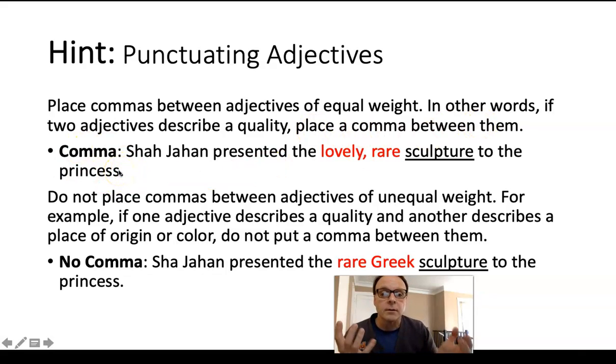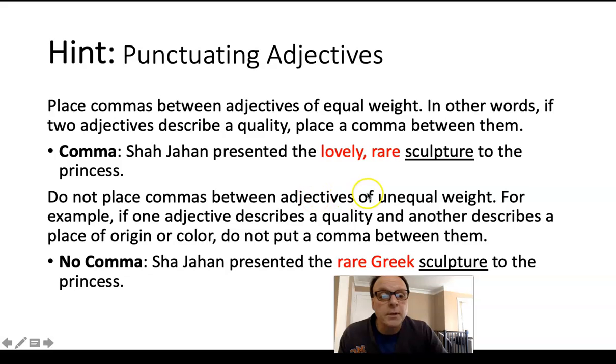So if the adjectives are equal weight, meaning equal kind, the same type, then: Shah Jahan presented the lovely, rare sculpture to the princess. So you would put a comma because these are both about sort of the quality of something. It's lovely, it's rare. They're similar, right? Rare is telling about what kind of quality it is. It's rare, it's unusual. Lovely is telling it's really great. So these are similar adjectives, and we want to put a comma between them to separate them because they're basically doing the same job.